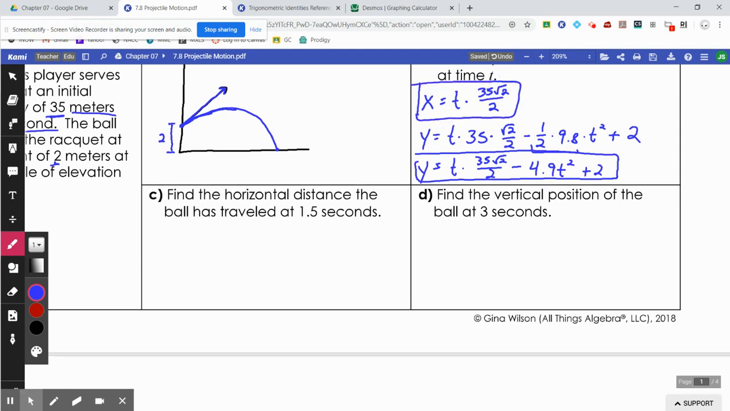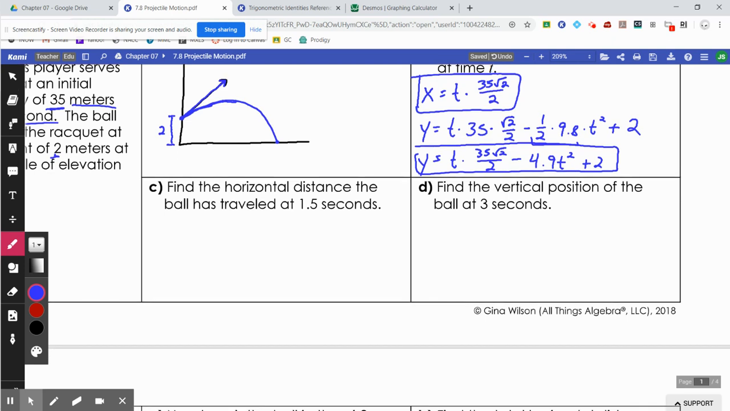Okay. C part says find the horizontal distance the ball travels after 1.5 seconds. Since it's horizontal, we're finding x of 1.5, or we're simply plugging in 1.5 into our x equation. That'd be 1.5 times 35 root 2 over 2, which is, again, all calculator work. Let's type that straight into our calculator, and you get about 37.12 meters.